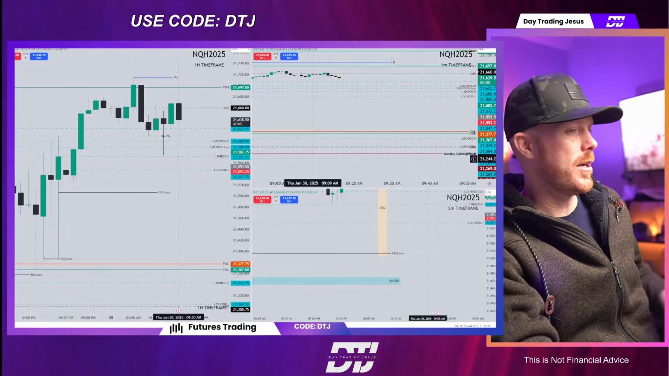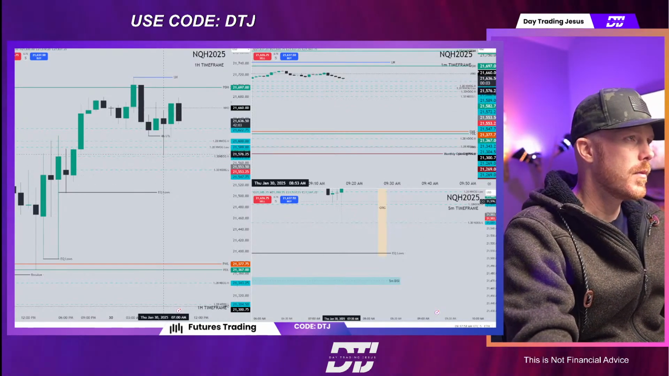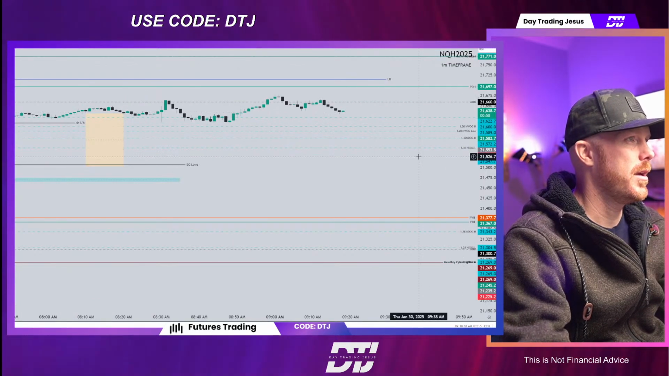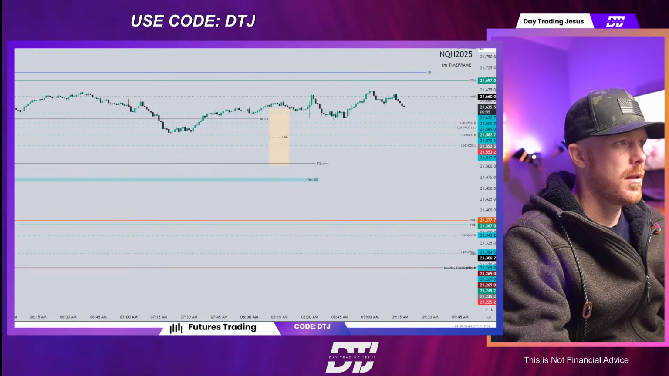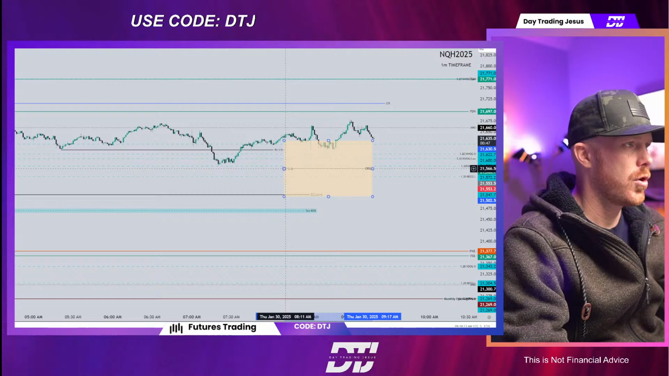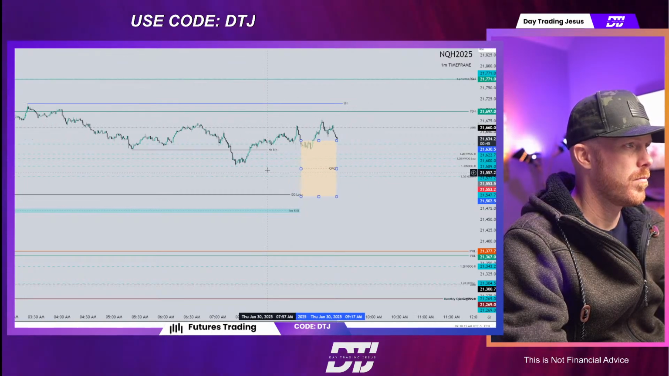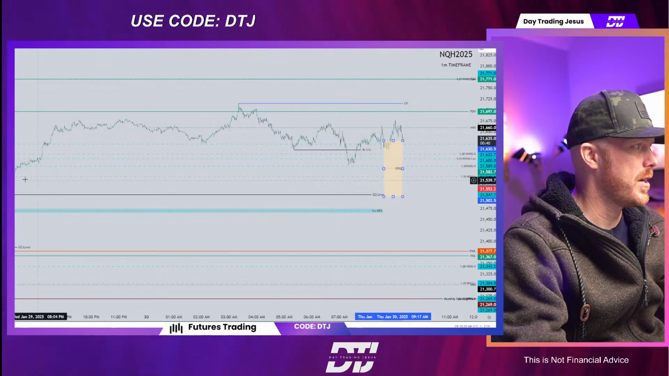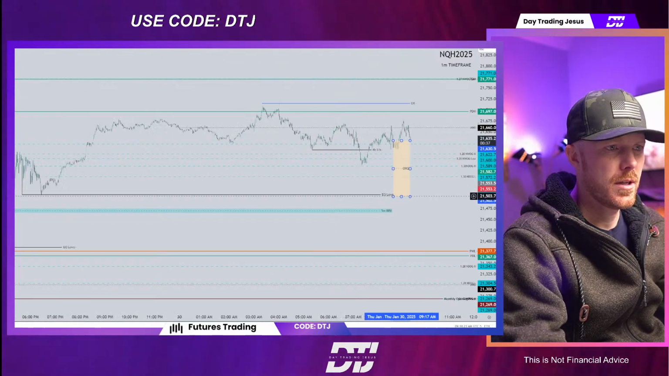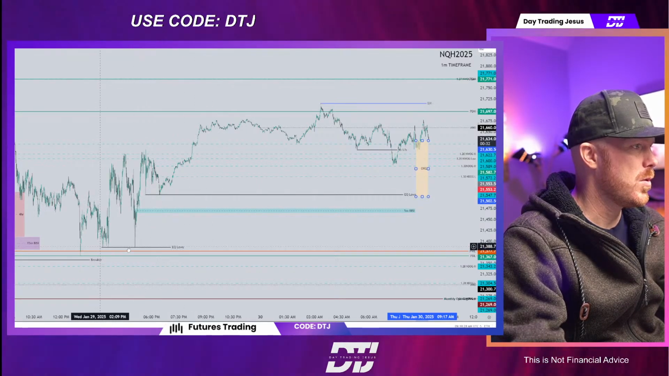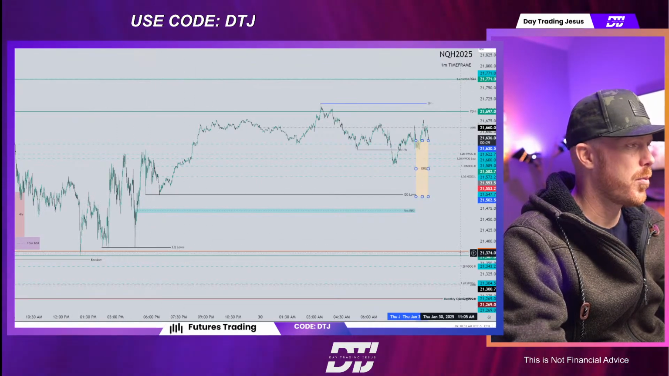Let's see what we got going on here. Let's get set up for the day. Let's zoom in here. What do we got going on? Here's our opening range gap. We have equal lows down at the low of the opening range gap right here. I like those. I don't think you can see that right there. I like the way those look. We also have equal lows down by the previous week's low.